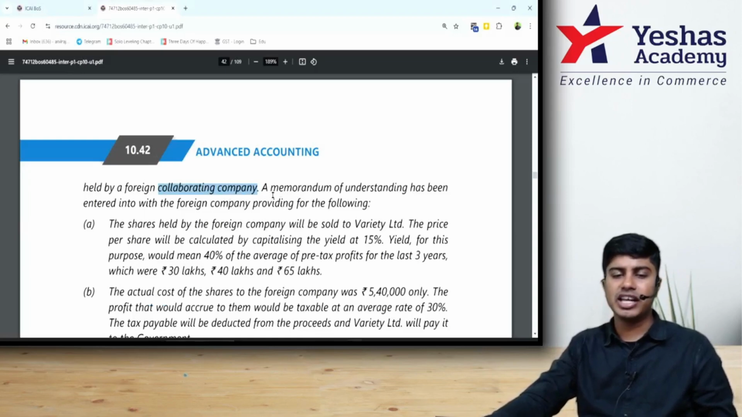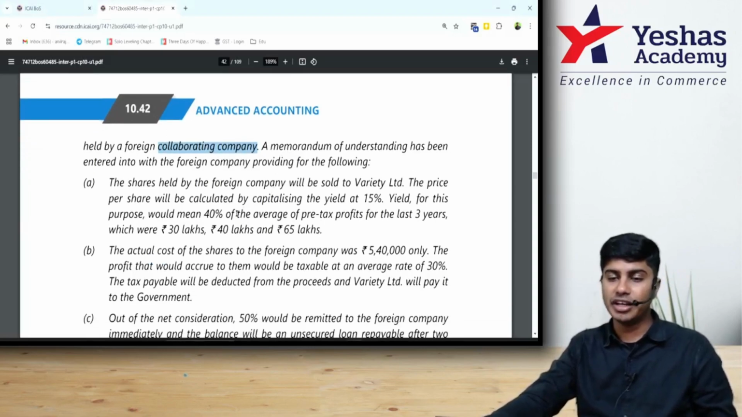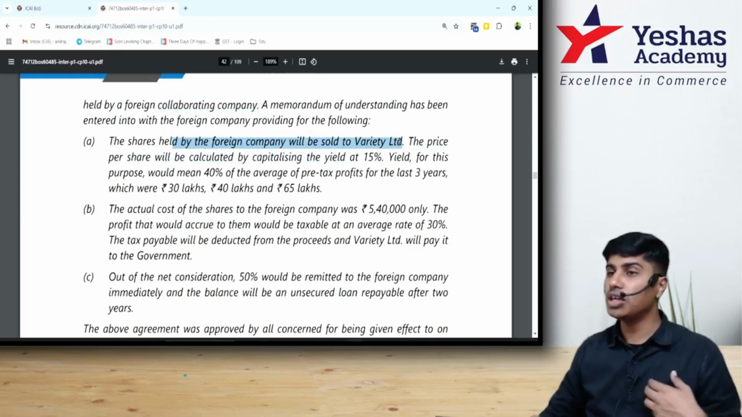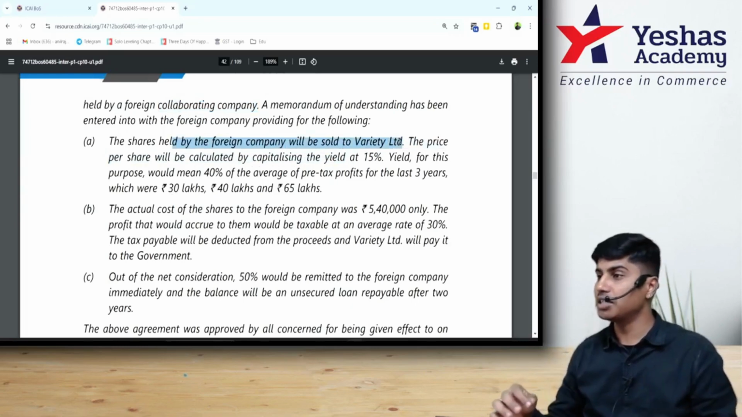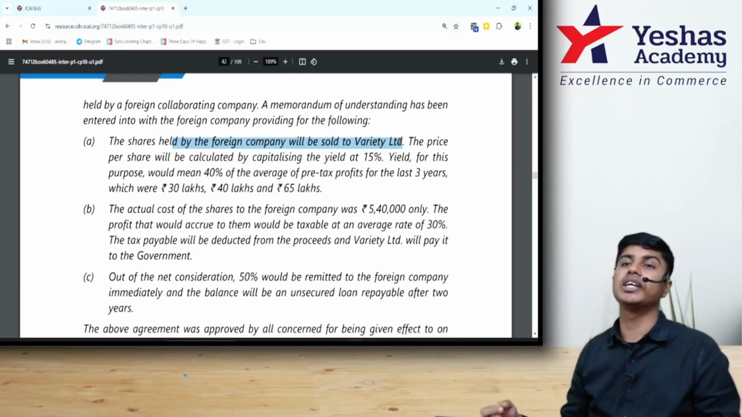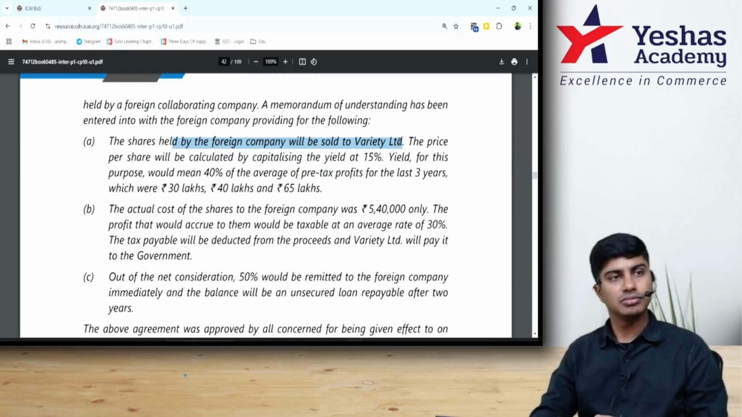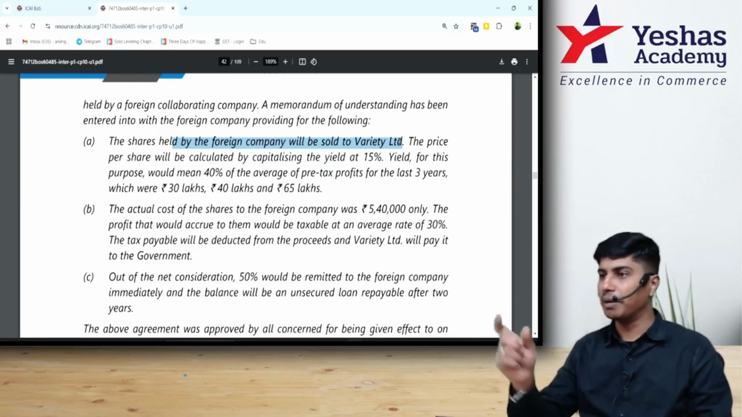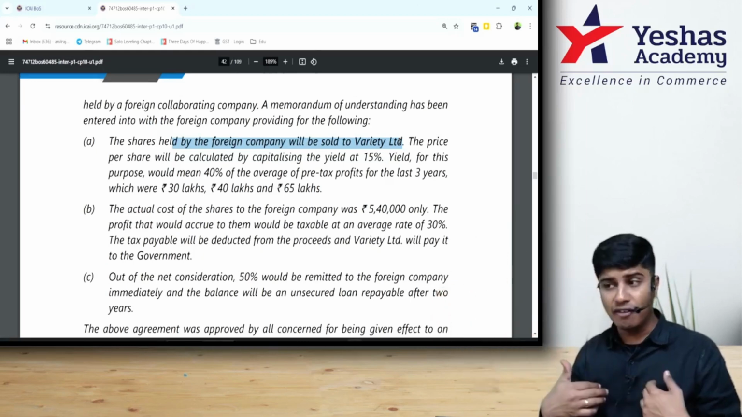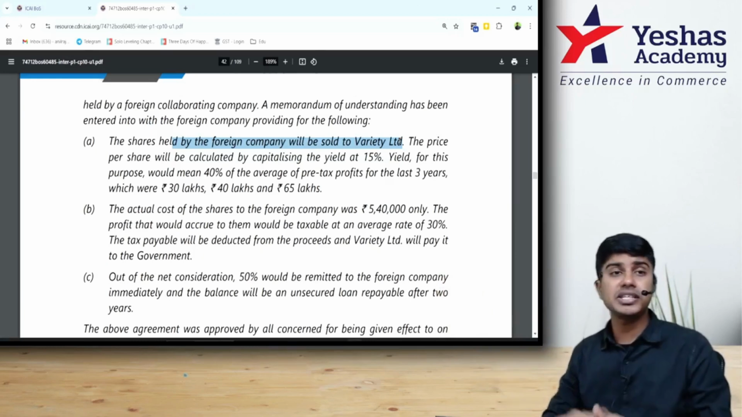A memorandum of understanding has been entered into with the foreign company providing for the following. What is the information? The shares held by the foreign company will be sold to Variety Limited. So we have 46% in VR Limited. We are going to buy the remaining 54% which is held by the foreign company. So the price per share will be calculated. The price is to be agreed upon. The foreign collaborator will sell that 54%. I have to buy that. At what price is he selling?